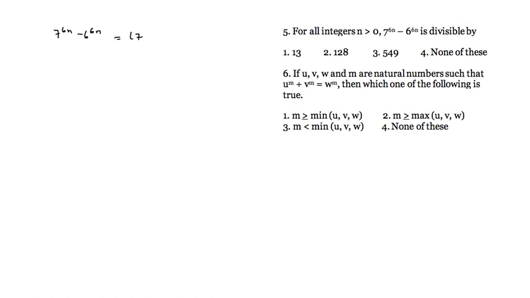a minus b, which in this case is 7 raised to 6 minus 6 raised to 6. Now, this itself is always going to be divisible by 7 minus 6, which is 1, and 7 plus 6 also, because 6 is even. So it's also going to be divisible by a plus b, right? 7 plus 6 is 13.